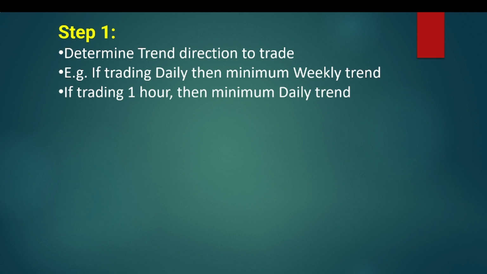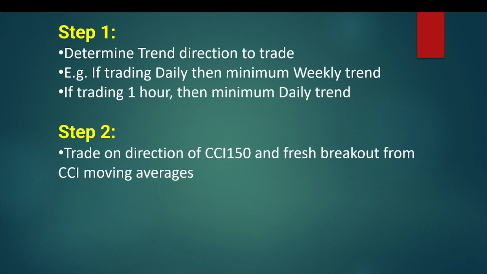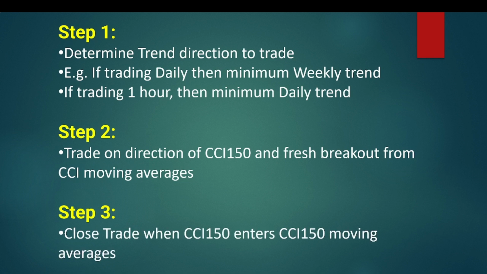In terms of trading strategy, we look at the higher time frames in terms of the direction we trade. So if you're trading on the daily, for example, you trade on the direction of the weekly CCI 150. And if you're trading on the intraday, like the 1 hour, 2 hour, you trade on the daily trend. And we take positions when the CCI 150 breaks out from the moving averages, and we close positions when the CCI 150 or the price moves back into the moving average range. And I'll go through some examples to demonstrate those.